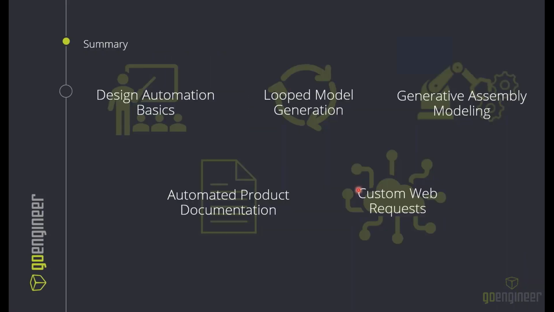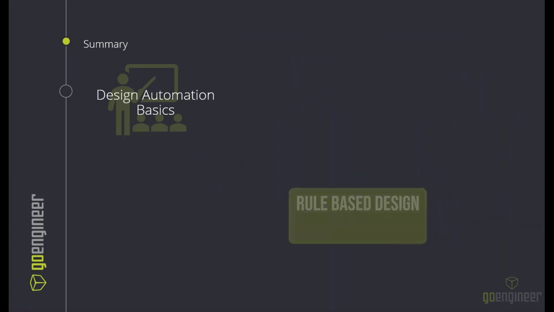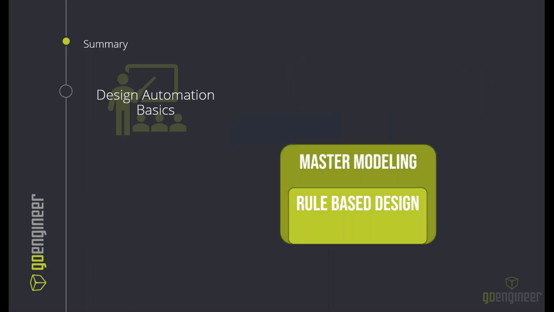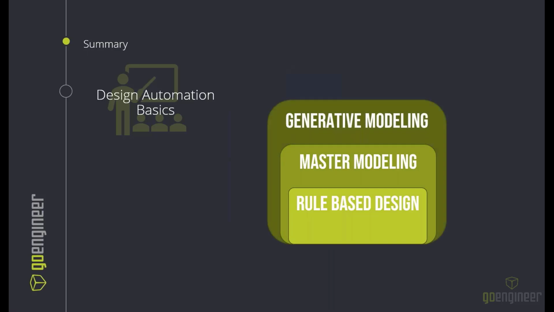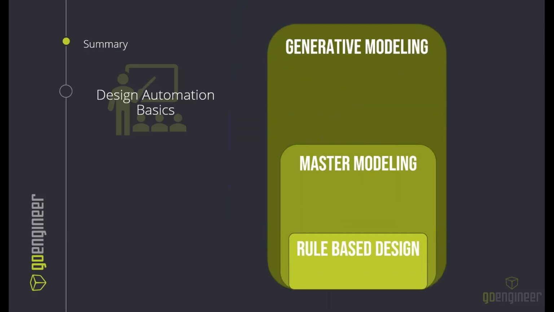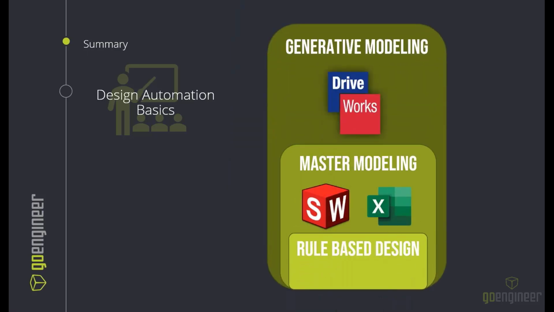So there we have it. Let me turn off my laser pointer. We've covered a wide variety of different concepts. Let's just highlight those a little bit more. With design automation, there are 3 methods of design automation, the main one being rule-based design. Building on top of that would be master modeling. And on top of that, it's generative modeling, only available through DriveWorks.